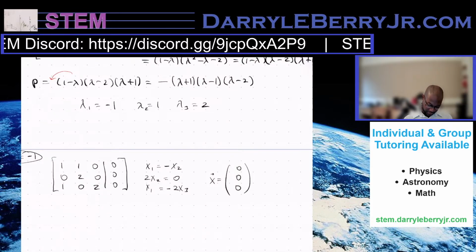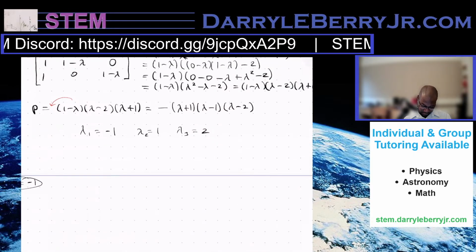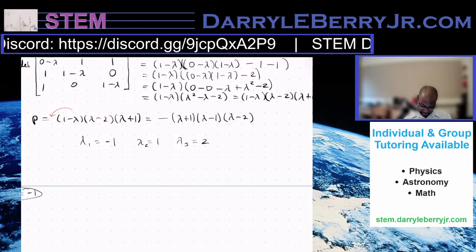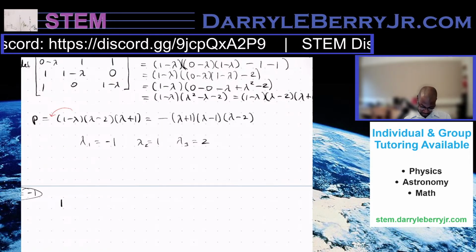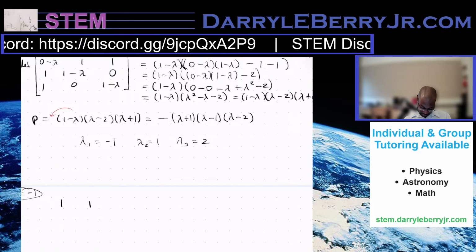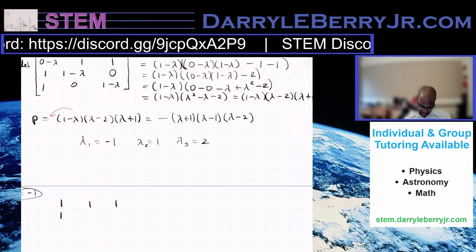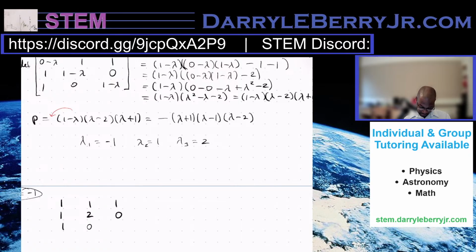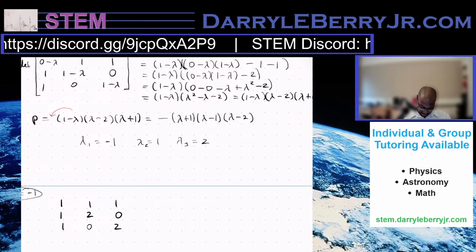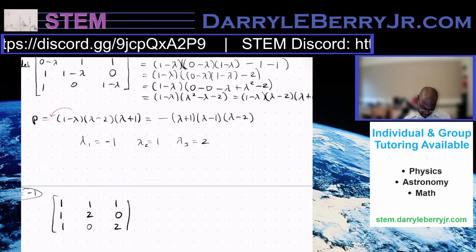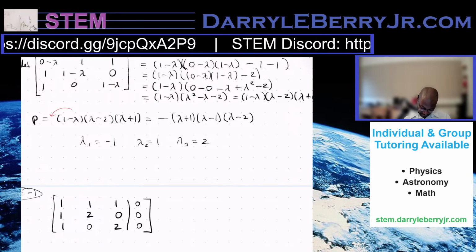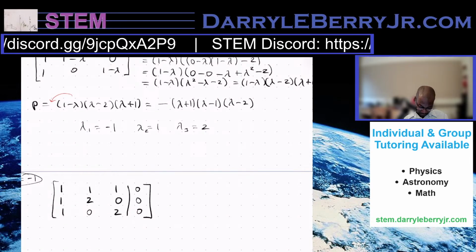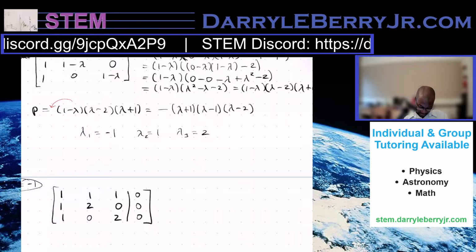Right, so I must have added this matrix incorrectly. Let's be a bit more careful. So 0 minus negative 1 is 1, 1, 1, 1 minus negative 1 is 2, 1, 0, and 1 minus negative 1 is 2. And it's going to be the 0 vector on the right side. Yes, I left off something the first time. I don't remember what it was.